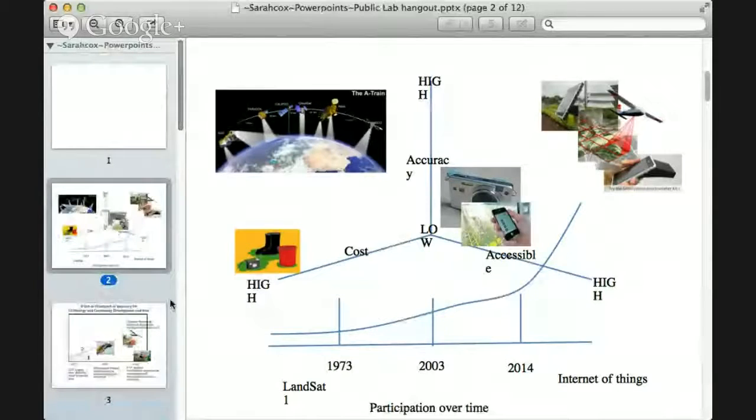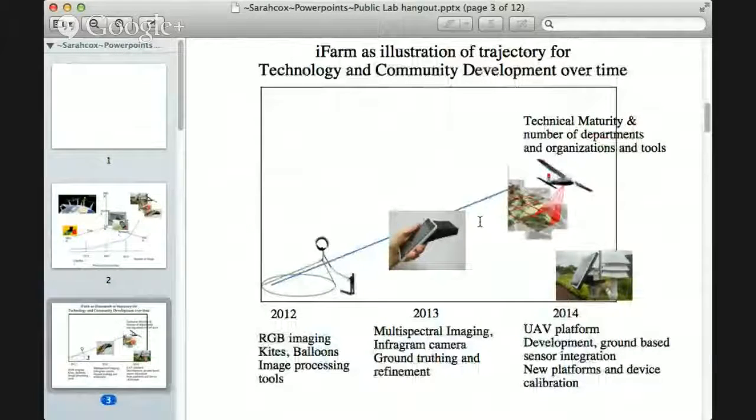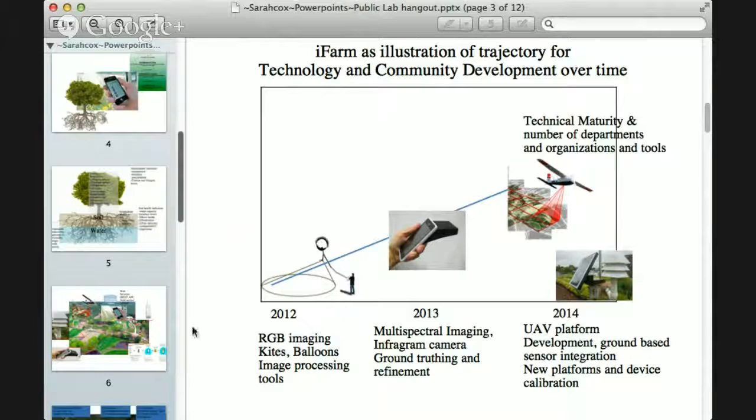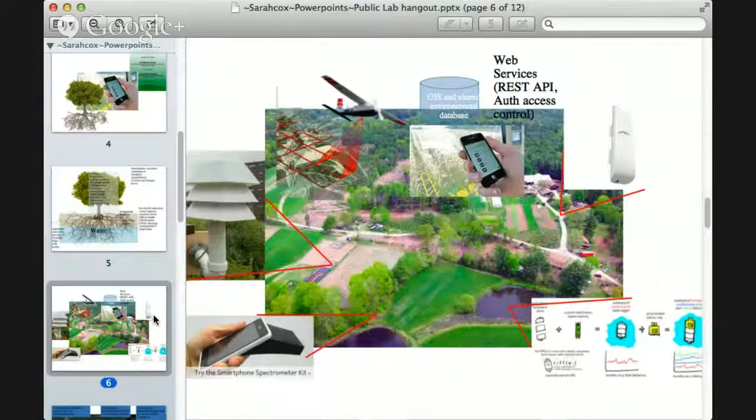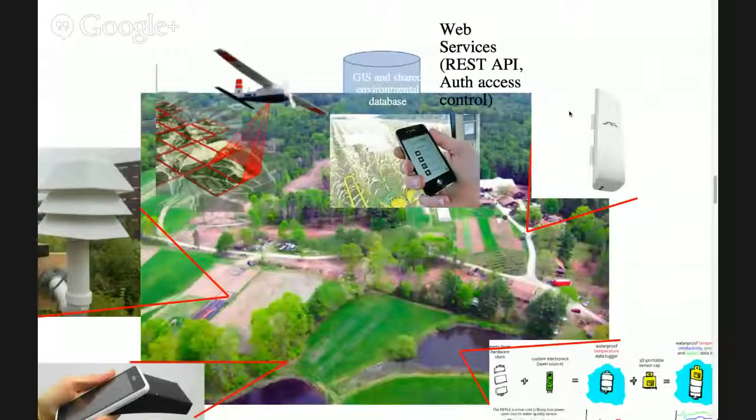So I wanted to also mention some of where we're looking at going with IFarm here, and looking at meshing some of this ground truthing work with on-the-ground sensor networks associated with it. Can you all see that? Yeah. Yep.